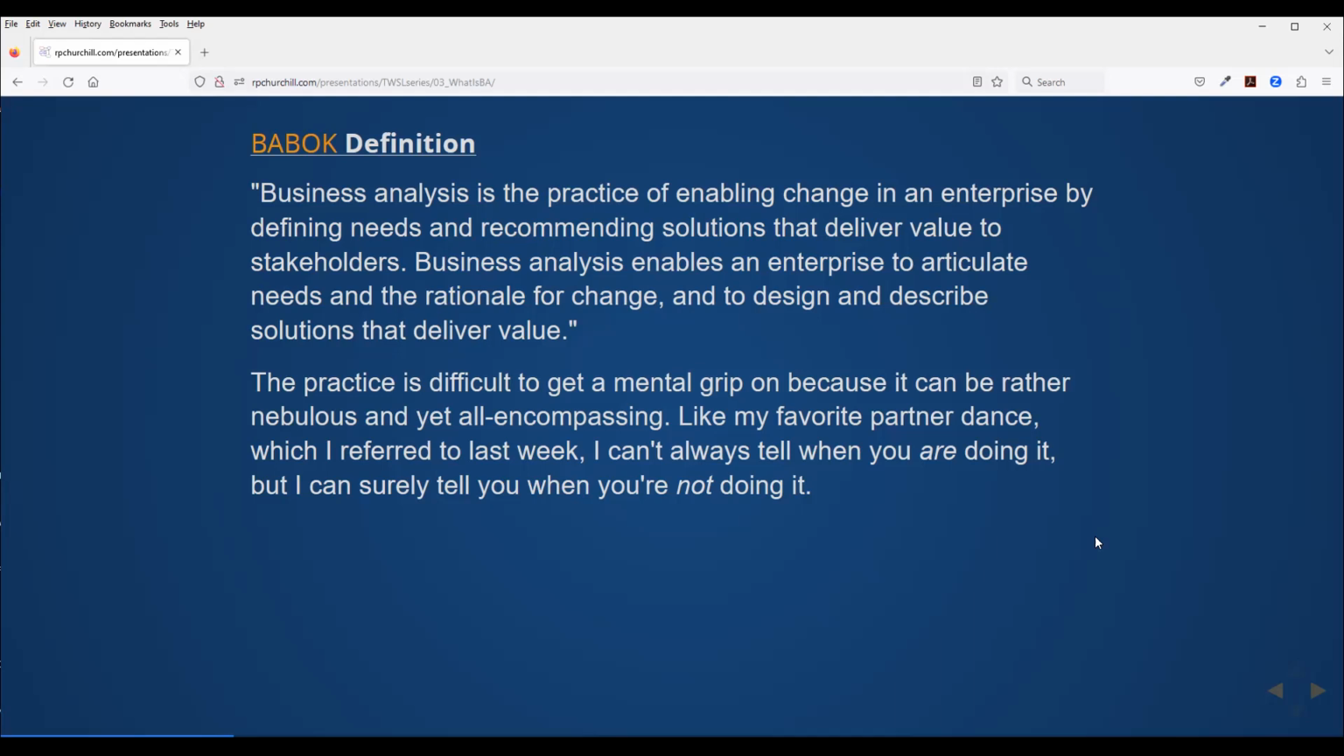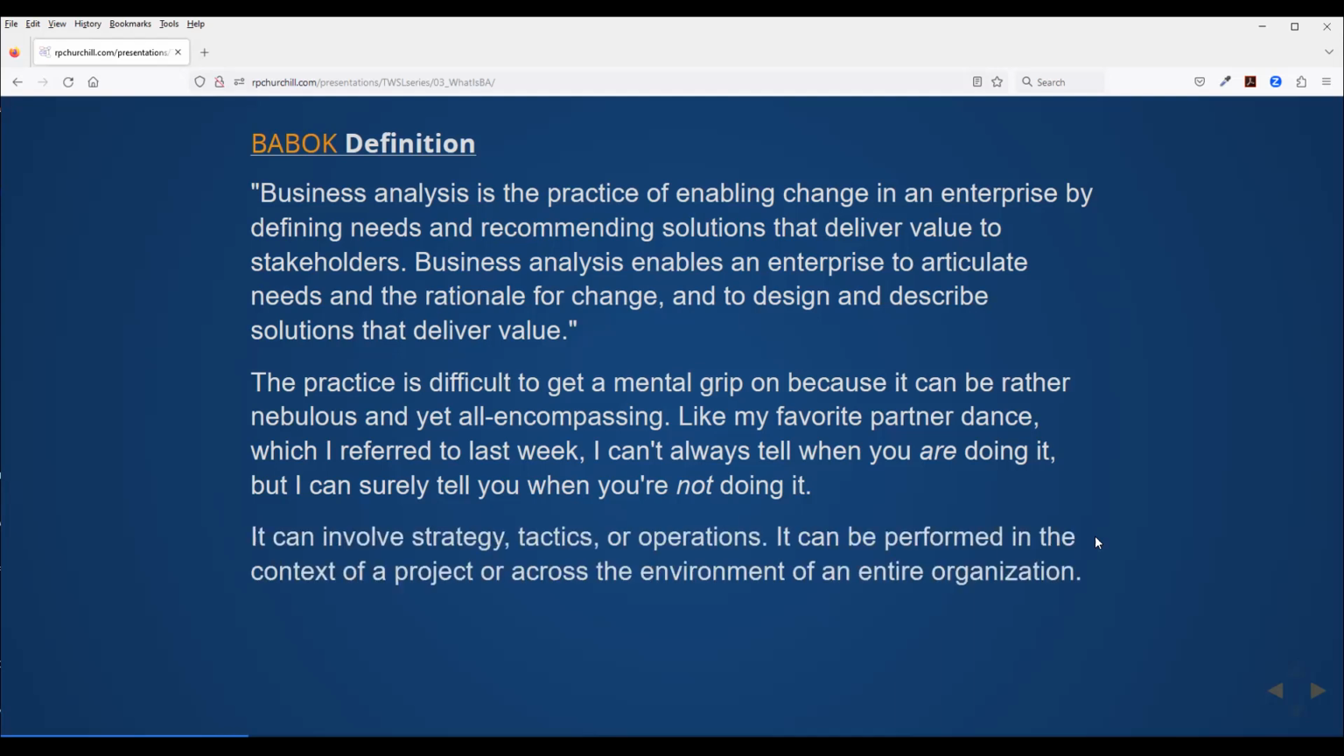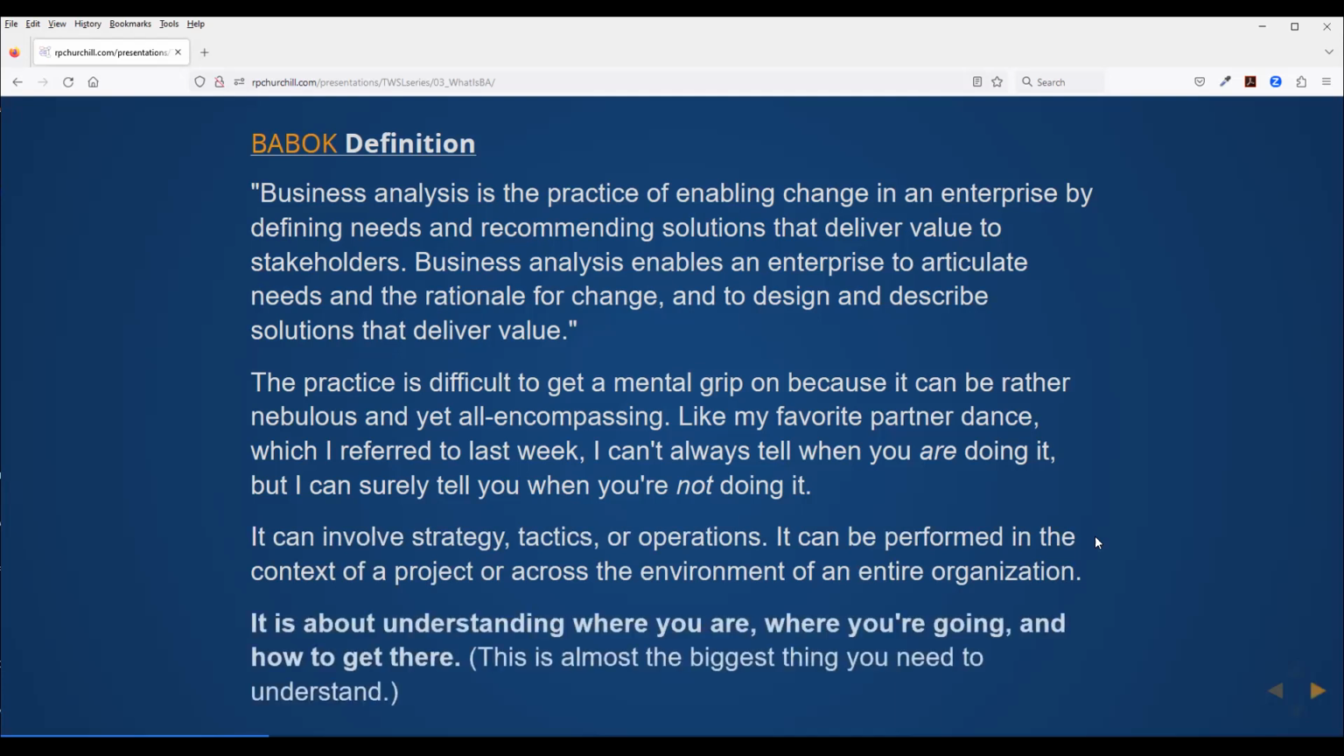A lot of people have different conceptions of what it is, and many people take a fairly limited view. I take a more expansive view. It can involve strategy and tactics and operations, any of those, all of them. It can be performed as a project or across the entire environment. So that makes it nebulous also.